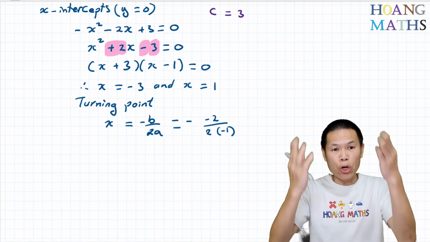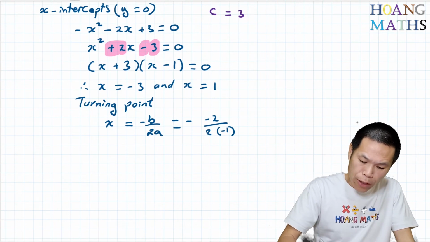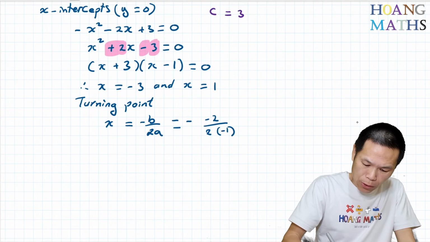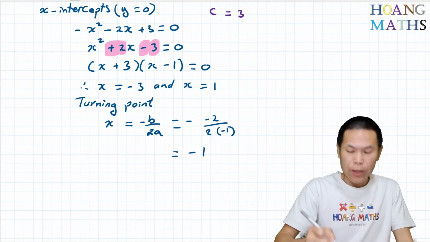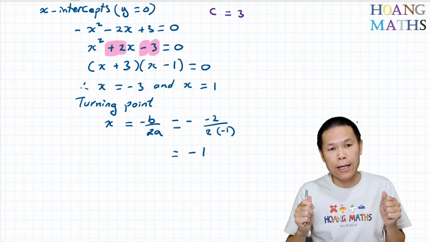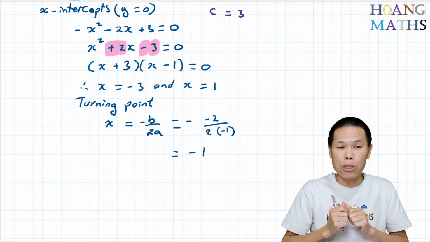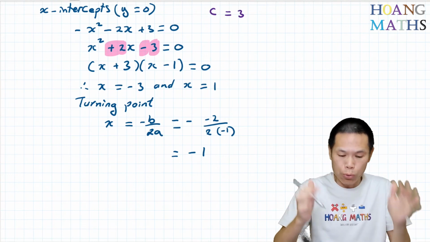Now we just put that on a calculator, or we can work it out ourselves. Negative and negative, so the negatives together become a negative. And 2 over 2 is 1, so negative 1. Otherwise, you can just put that on a calculator. So now we have the x value, that is the axis of symmetry. Now we need to find the y value, and that will give us the turning point.